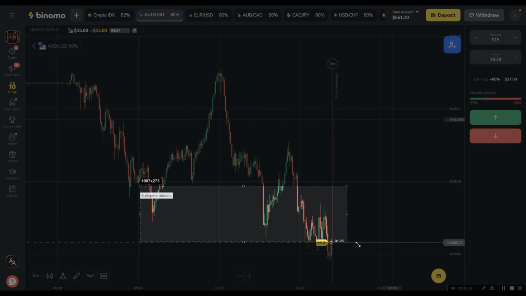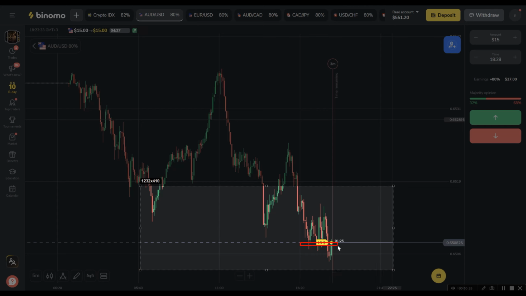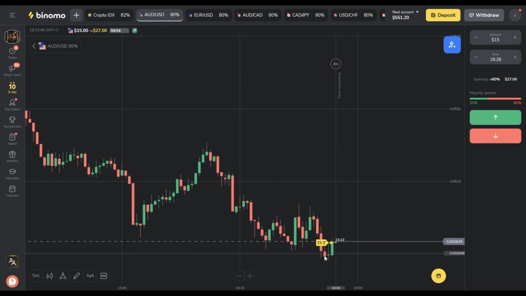This is a 5-minute price chart. We have support and resistance levels. In this case, it's a support level. Here, most likely, we have a false breakout. So we've opened a trade for an increase.